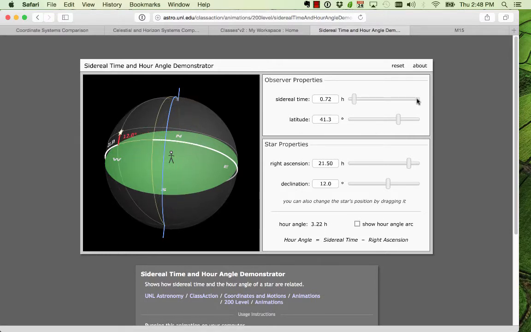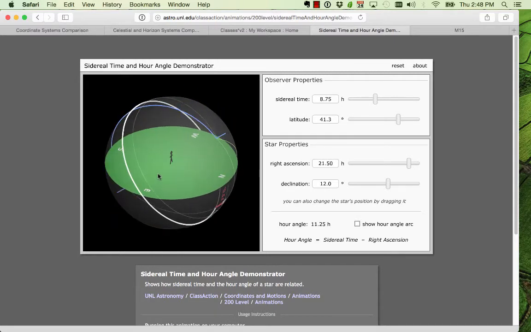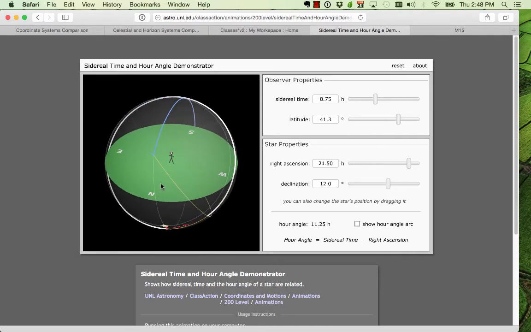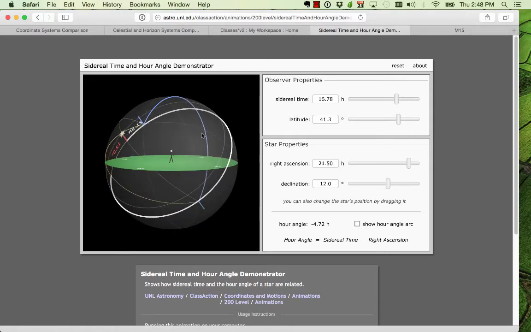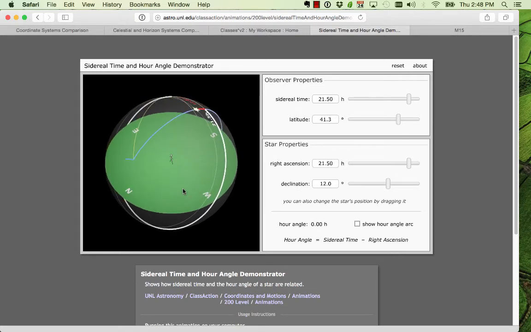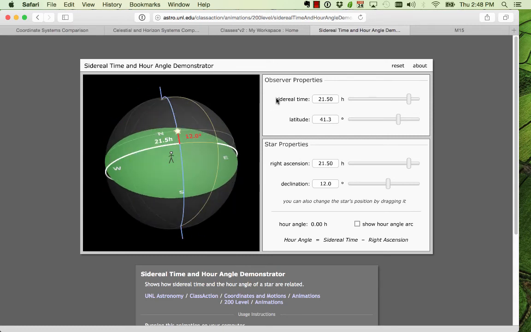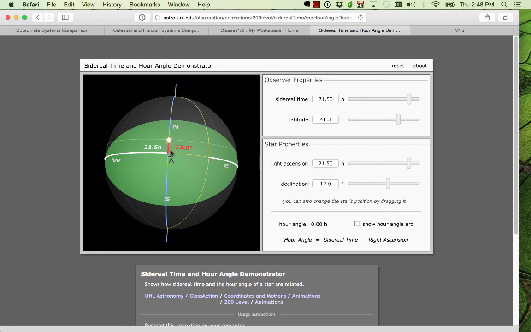So if I run time forward here, just by dragging the bar to the right, you can see the whole sky is turning towards the west. Let's all face to the south with the little man. And so now if time's running forward, you see the sky is turning from east to west. There's the object rising, and you can see how high it's getting above the horizon. And it's transiting right there. It's transiting right when the star time is equal to its right ascension. So that's the best time to observe.